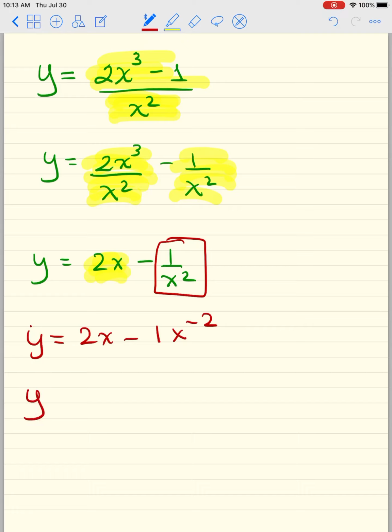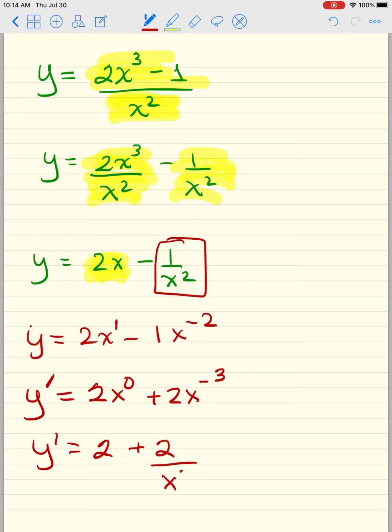I'm ready to take the derivative, so I'm going to denote it by y prime. The derivative of 2x is 1 times 2 is 2, drop the exponent by 1. And then negative 2 times negative 1 is going to be a positive 2x, drop the exponent by 1. We know that x to the 0 power is just 1, so this is 2. We know 2 stays in the numerator as x to the third, to the negative third, becomes now a fraction with x to the third as the denominator. You can leave your answer like this.